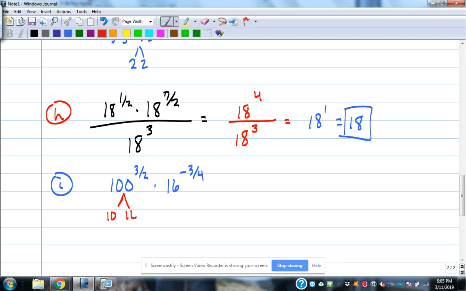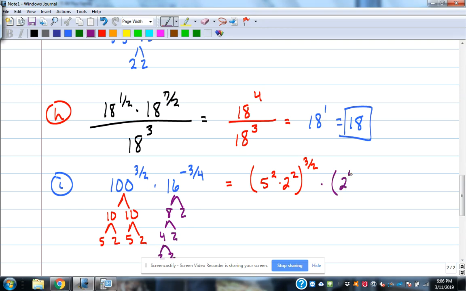Yeah, 10 and 10, and 5 and 2, and then this 10 is a 5 and 2 as well. Okay, and so that's going to give us 5 squared times 2 squared, to the 3/2 power. And then the 16 we know is 8 times 2, 4 and 2, 2 and 2. It's actually 2 to the 4th power. So that could be helpful.